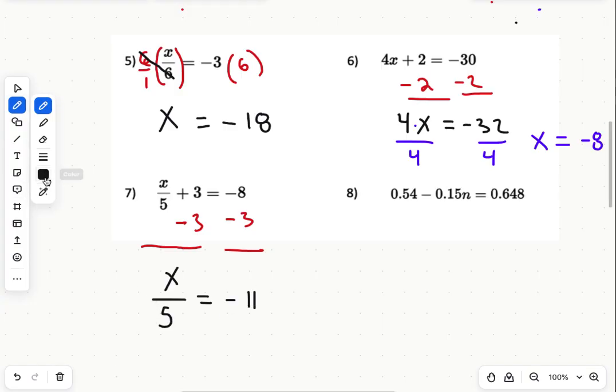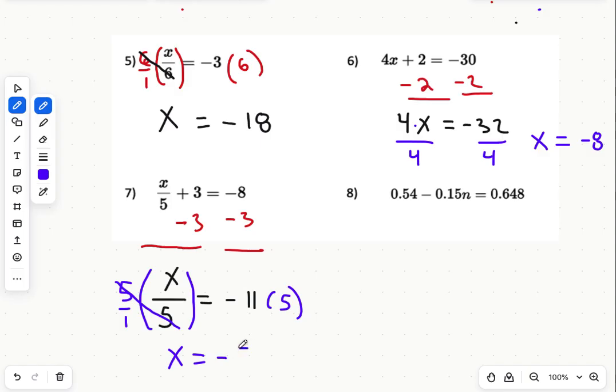And then that 5 is dividing, and so we undo division with multiplication. So I will multiply both sides by 5. Again, if it helps, you can think of it as 5 over 1 to see that cancel right there. And we'll do the same thing on this side. And then we have x equals negative 55. Decimals, nothing new, just worse numbers.